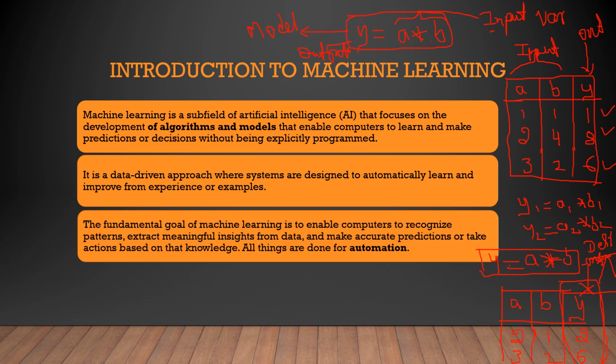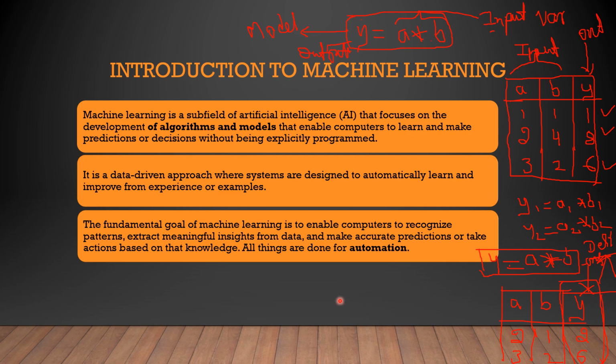Next, the fundamental goal of machine learning is to enable computers to recognize patterns. Patterns means the relation between y and the input, or between input and output variables. It extracts meaningful insights from the data. Insight means this formula or a model, and it makes accurate predictions. So these are the predictions. Once these predictions are done, this is a kind of knowledge. With the help of this knowledge, or the y output variable, further decisions or actions can be taken by the businesses.